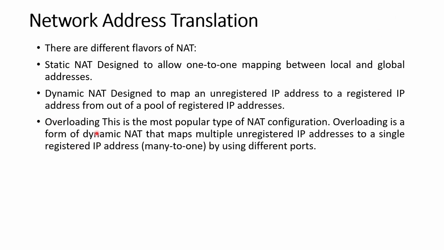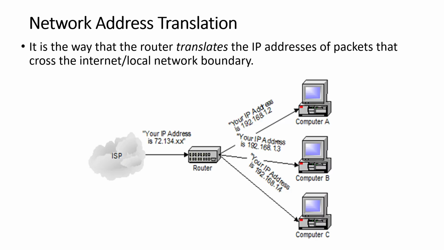And the third category, overloading, also called port address translation. Overloading allows multiple private IP addresses to share a single public IP address by using different ports. This is the most common NAT configuration. It enables many devices on a private network to access the internet simultaneously while using only one public IP address.